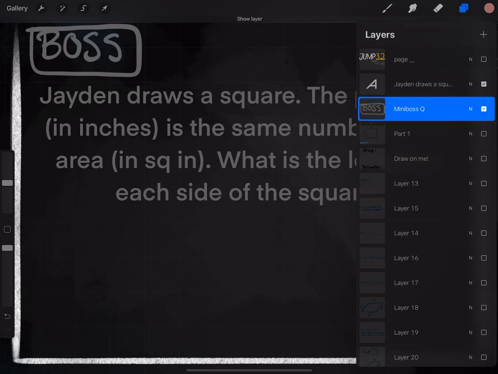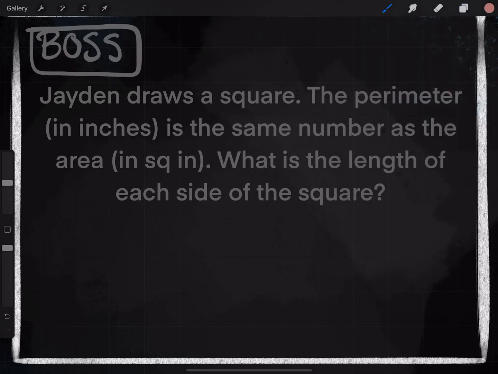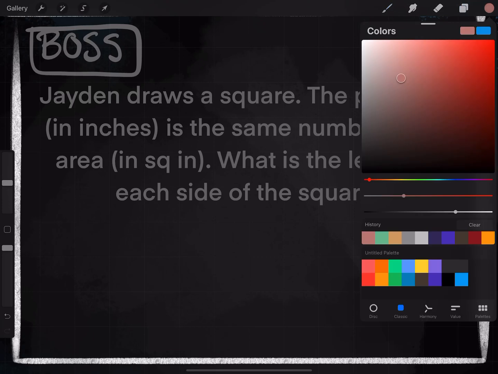And here is our boss question. Jaden draws a square. The perimeter in inches is the same number as the area in square inches. What is the length of each side of the square? So you might be able to figure this out before the lesson, and if so, feel free to put it right on the math document.